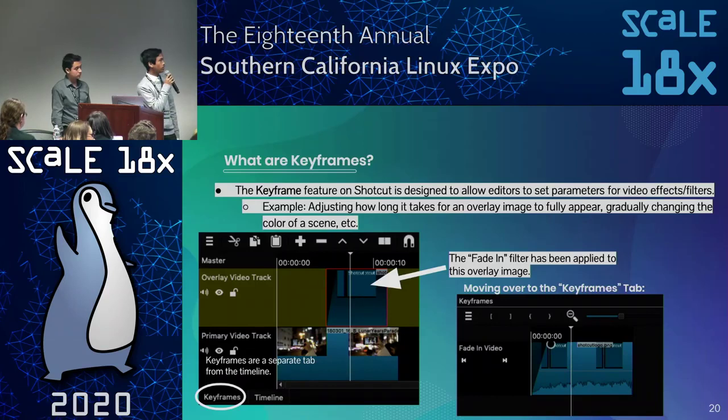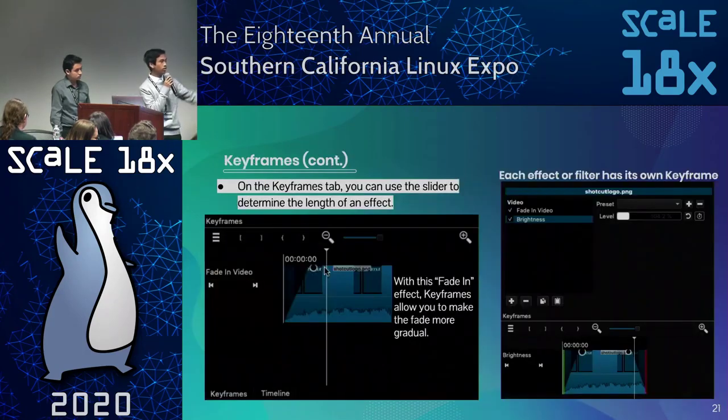So you can see here, the fade-in filter has been applied to this overlay image, and you have to go to the Keyframes tab because it is separate from the timeline. When you click on the Keyframes tab, you can see on the right that this is the image that will appear. And there is a slider at the top of the clip that basically determines when that fade-in starts, how long it will last.